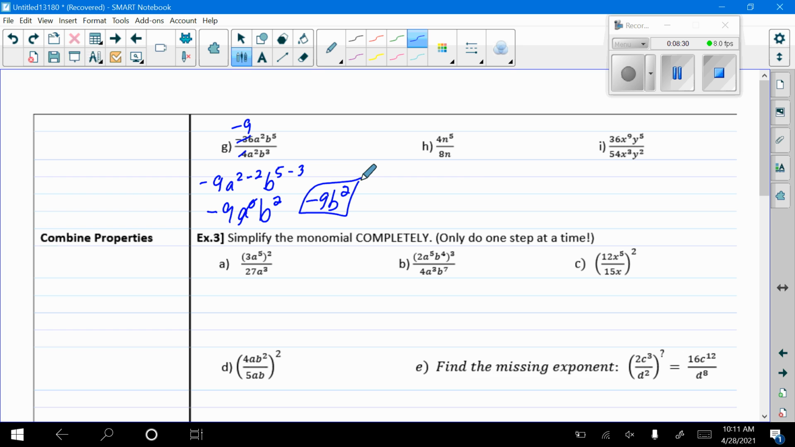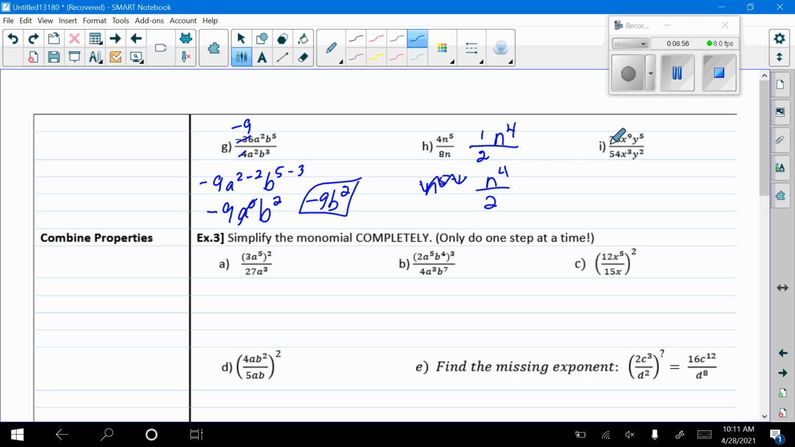On this one, I'm going to keep it as a fraction. 4 divided by 8 is actually 1/2, so 1 over 2. I have more n's on top. I've got n to the 5 minus 1. That's going to give me n to the 4th on top. I could write this as n to the 4th over 2, or as I have up above.